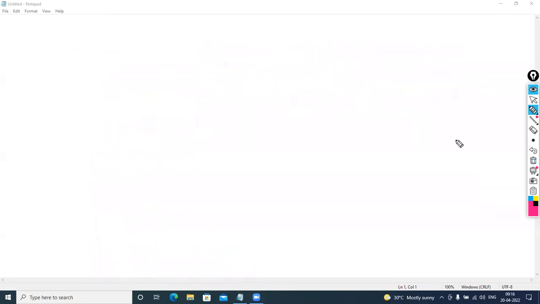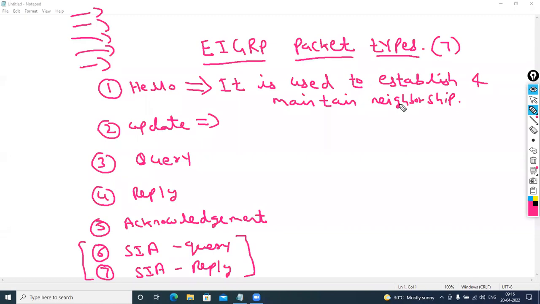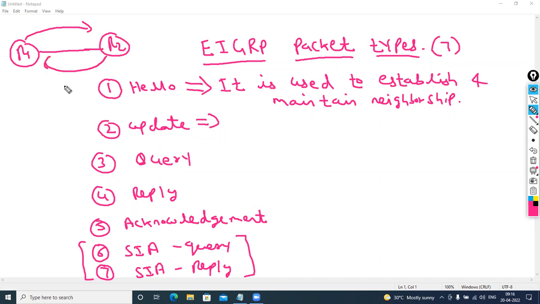Let us consider we have two routers. Sorry, one minute. We'll come back to that question. So now how will it maintain? Let us consider we have two routers. I enabled EIGRP on both routers. So R1 will send a hello packet, R2 will send a hello packet.